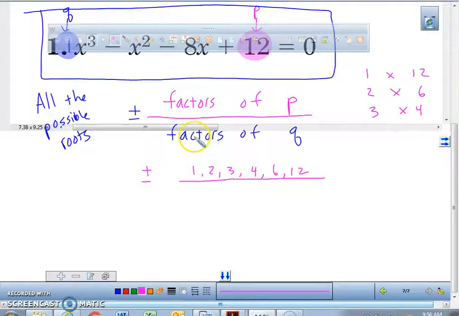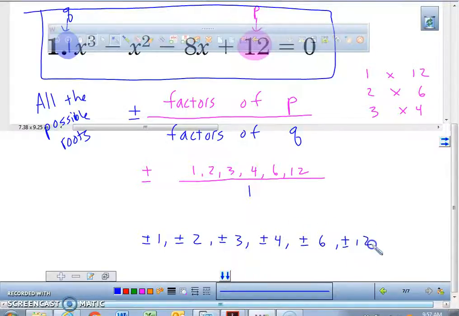And the denominator says all the what? All the factors of q. Well, there's only one factor of the number 1. That's just 1. So the possible roots that could go into this expression are plus or minus 1, plus or minus 2, plus or minus 3, plus or minus 4, plus or minus 6, and plus or minus 12.